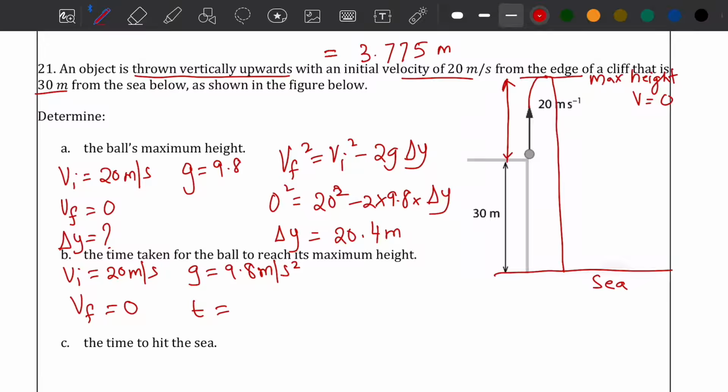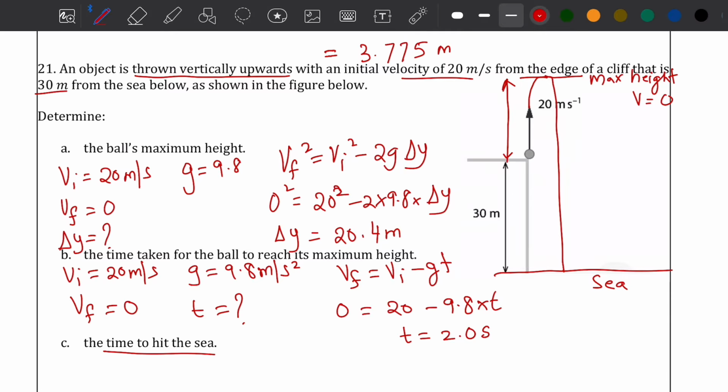And time is what we are trying to find. So we'll use Vf equal Vi minus Gt. 0 equal 20 minus 9.8 multiplied by T. And this is going to get us the value of T as 2.0 seconds. Then time to hit the sea.